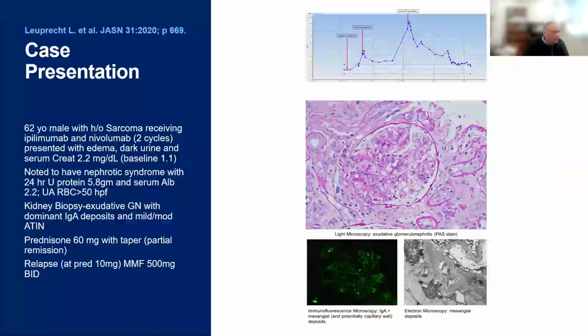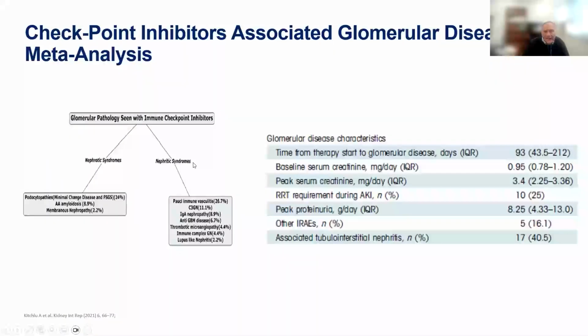Now, this is a meta-analysis. Again, the cases are not many, and therefore you have to rely on series from all over the country in order to get enough data. And so basically, there were two types of presentations. It could be a nephrotic syndrome or a nephritic syndrome.